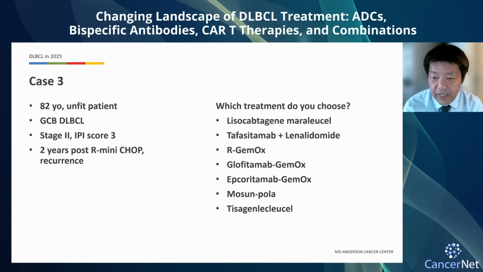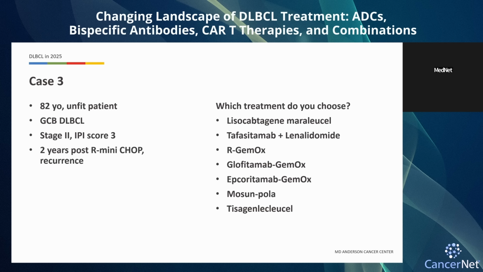So moving on to the next case, this is an 82-year-old unfit patient who received mini R-CHOP as first-line treatment and then experienced disease recurrence after 2 years. So what do we do in this situation? Option one is liso-cel as a CAR T, tafasitamab, R-GemOx, glofitamab, epcoritamab, GemOx, mosunetuzumab, or tisa-cel. Please vote if there's some polling. I don't know if the polling is coming up. There's no poll on this one.